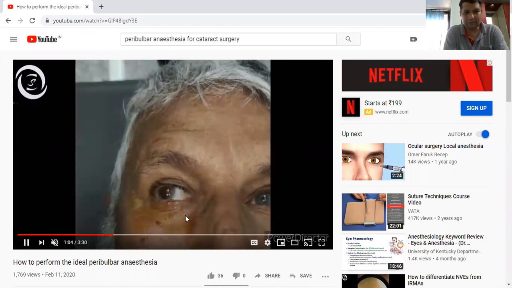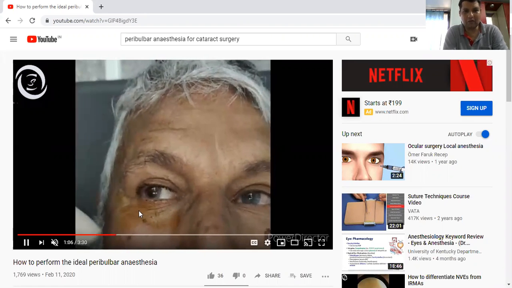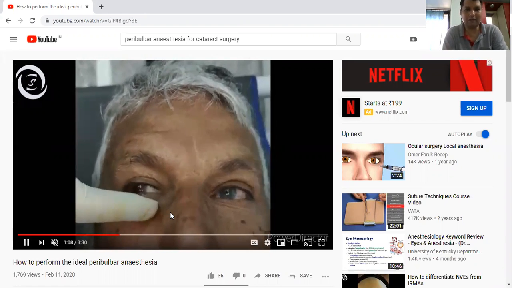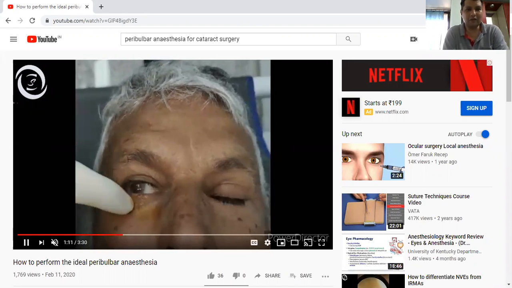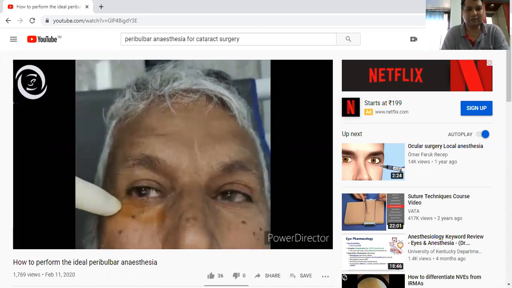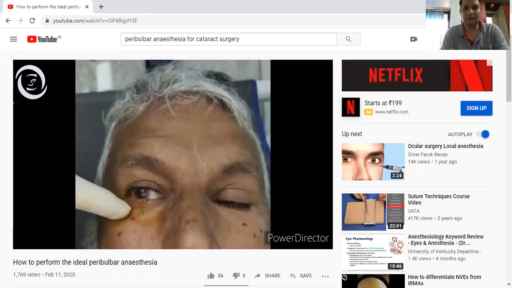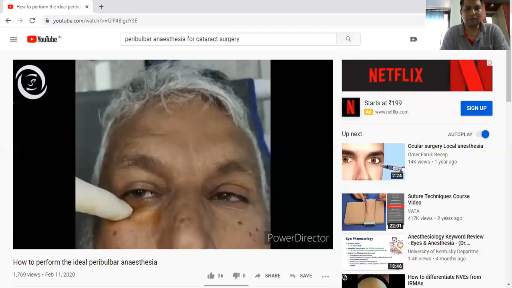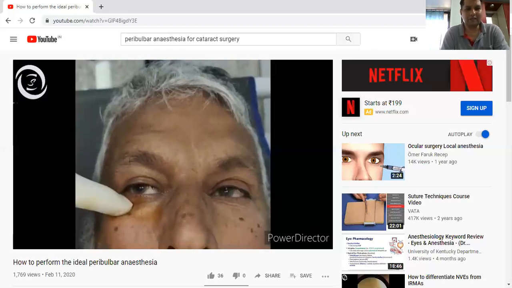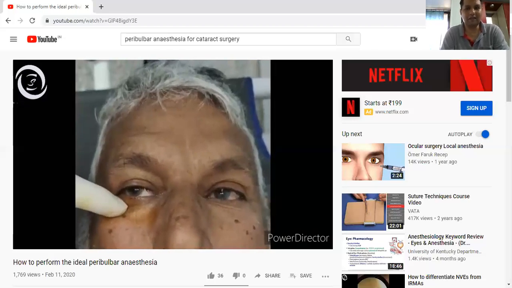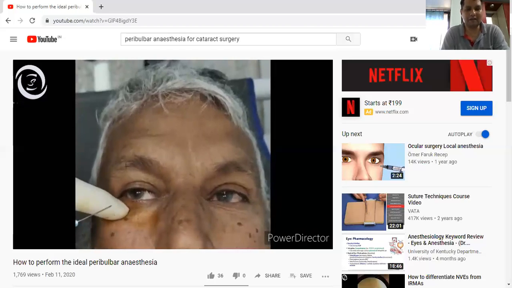Now the surgeon, what is he doing? He's palpating the lower orbital margin. There is a bony margin which he is palpating. There is a notch situated at the junction of medial 2/3 and lateral 1/3 of the lower orbital rim. That is the point of injection for the lower side. Basically, we usually give two injections, upper and lower.